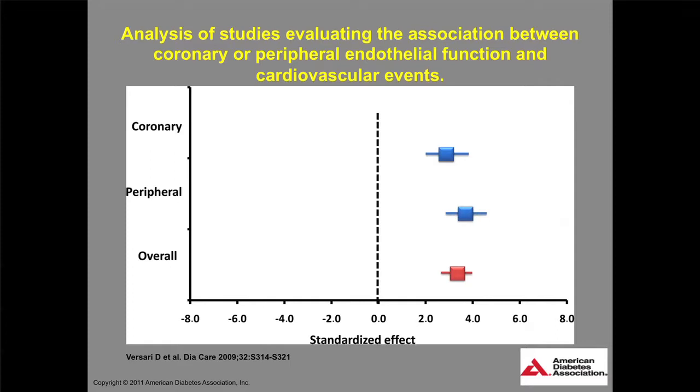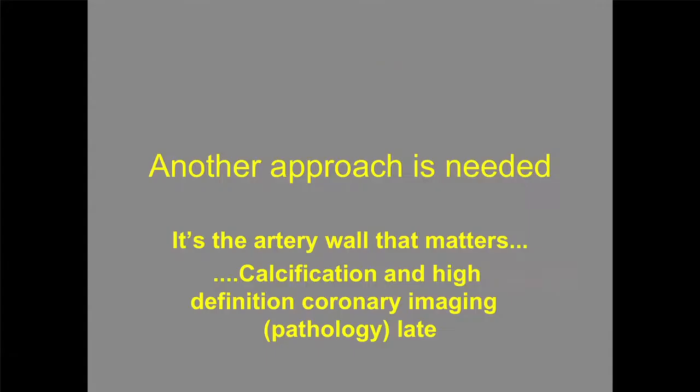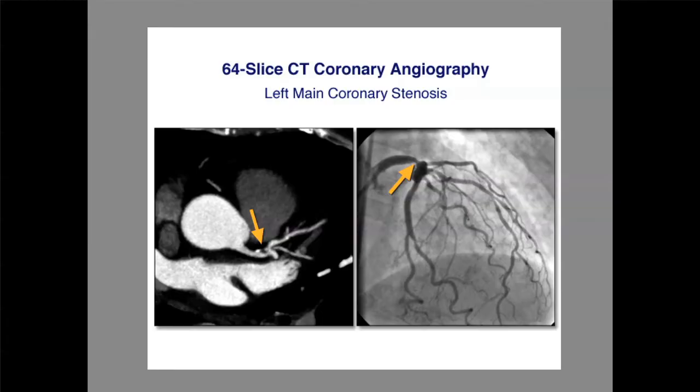So what this shows here is the analysis studying the evaluation of the association between coronary or peripheral endothelial function and cardiovascular events, and in both cases you can predict quite well who will or won't develop heart disease or the cardiovascular event. You might need to use a different approach later, and that approach is looking at the pathology of the artery. And in that case, you look at things like calcification, for example. You can use x-rays to look at calcification within the artery wall.